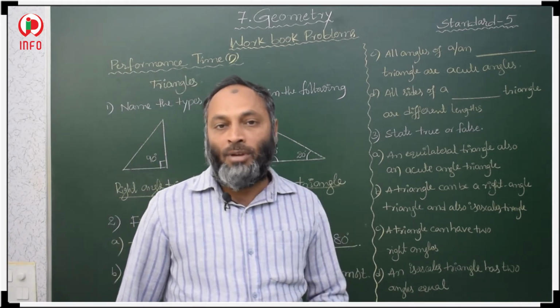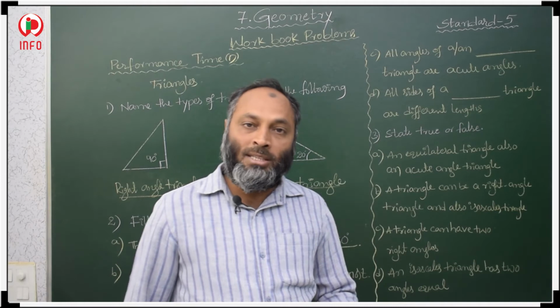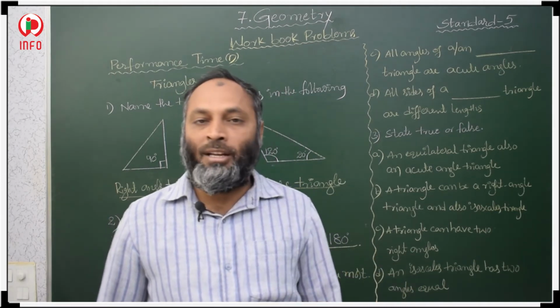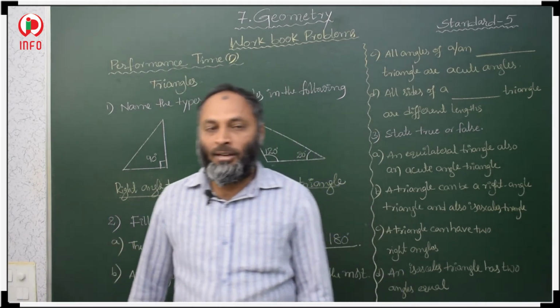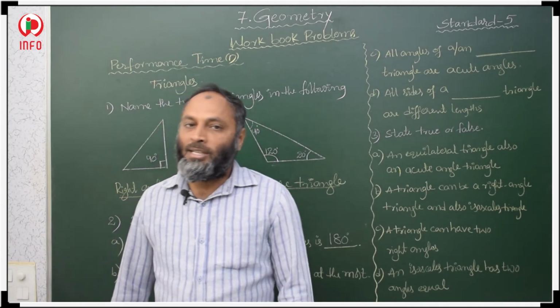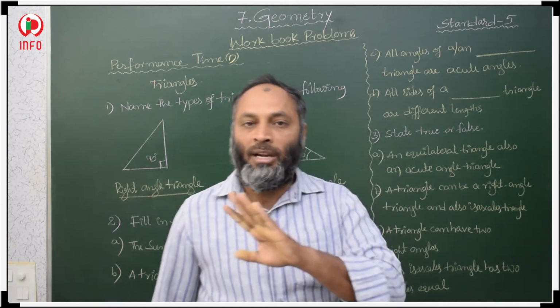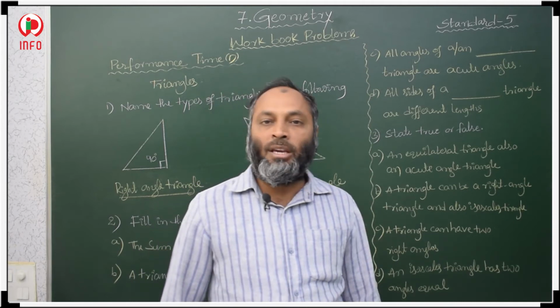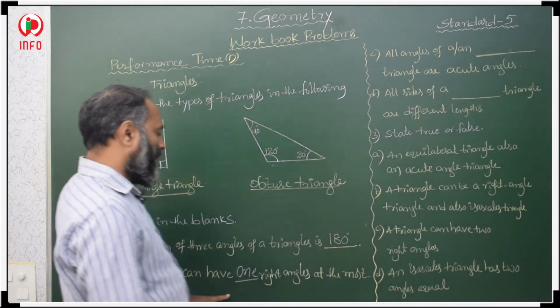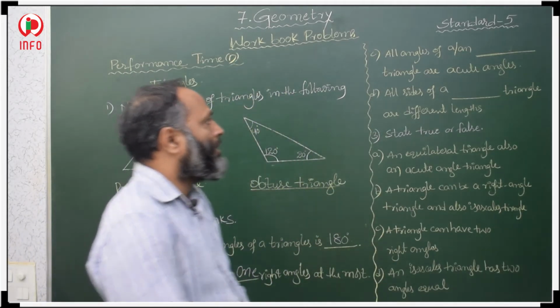If you take two right angles, then you will get 90 plus 90, the sum of two angles only 180 degrees. What about the third angle? So it is not possible. In a triangle, two right angles are not possible. Okay, only one right angle can be possible.